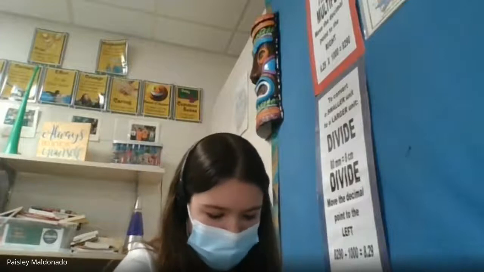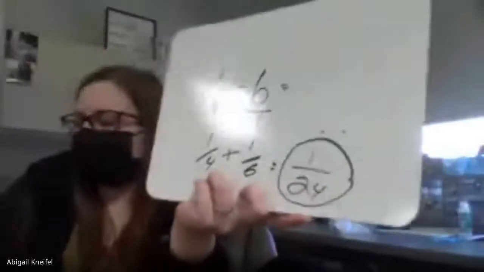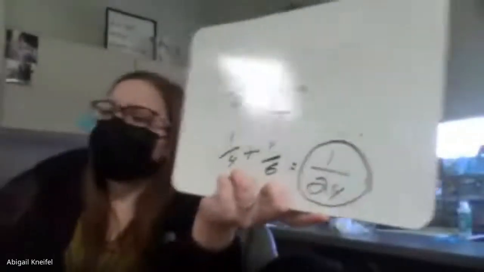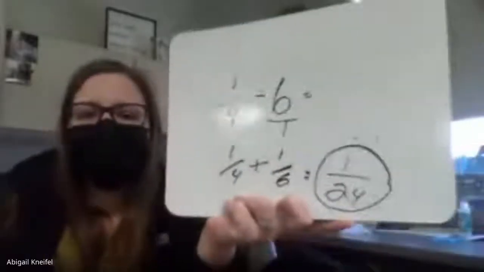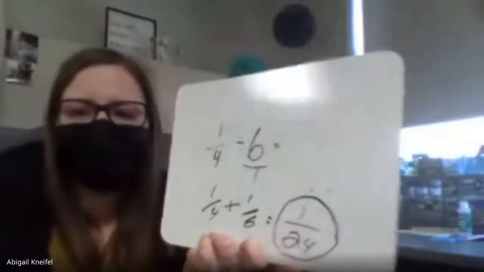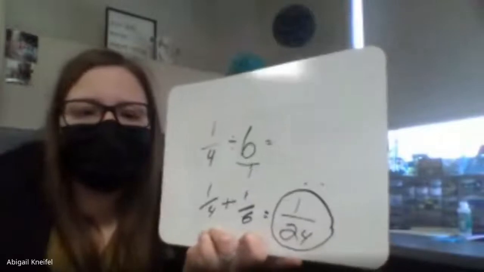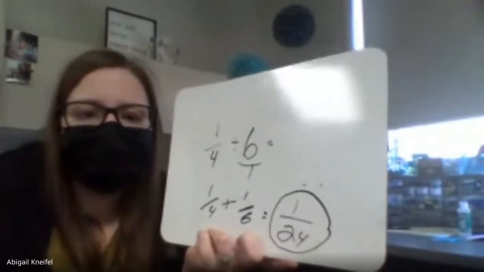You did a good job explaining that. Your answer should be 1/24. You got the wrong answer in this book. 1/24. Show me your boards. That's a good job, Paisley. Thank you for explaining that so well. 1/24. Good job, my furry friends.